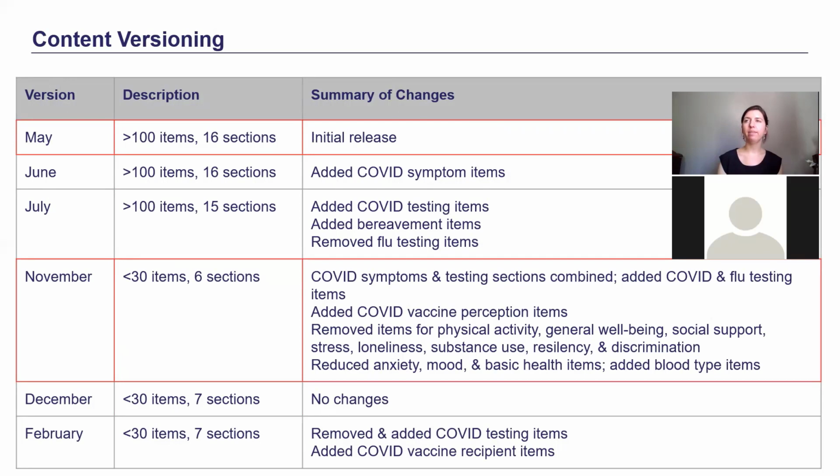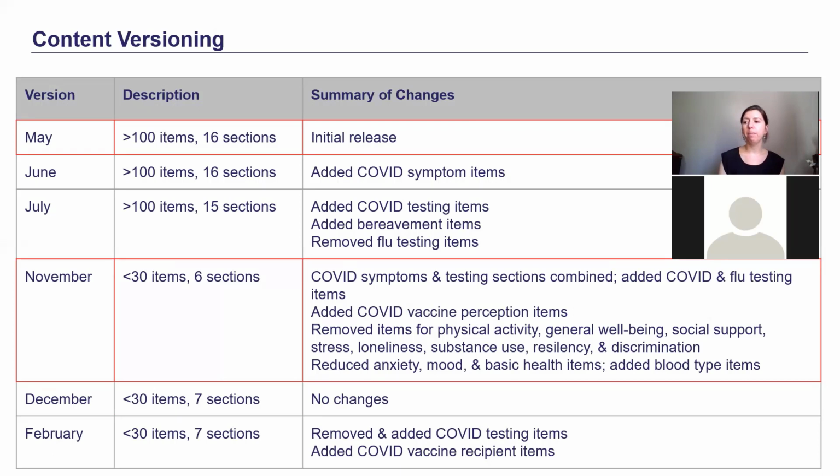From May to July, we had some minor changes, added a few items, made some minor wording changes, but otherwise the number of items, the number of sections pretty much stayed the same. Beginning in November, though, we made some pretty drastic changes to that survey. You can see we cut it down from over 100 items to less than 30, from 16 sections down to 6. The major change there is that we removed many of the sections that dealt with mental health and general well-being and replaced that with sections that were more specific to the state of the pandemic at that time.